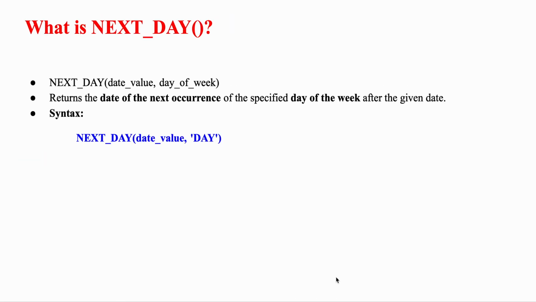Alright, next up, let's look at next day. This function is really handy when you want to find out the date of the next occurrence of a specific day of the week starting from the given date. The syntax is simple. NEXT_DAY(date value, day), where you just pass the starting date and the name of the day like Friday, Monday, and any day you want.